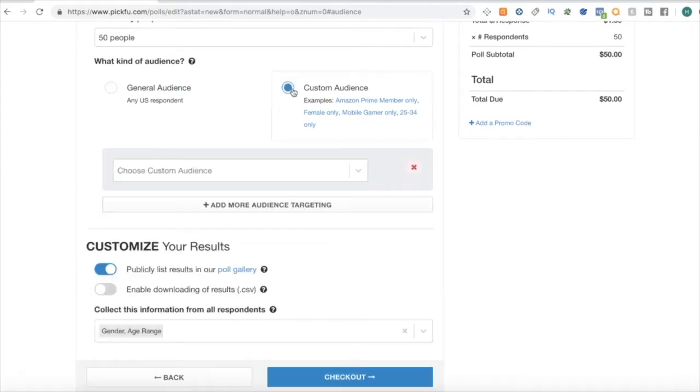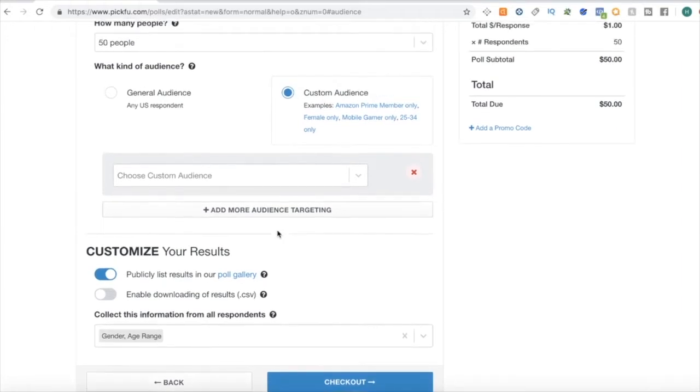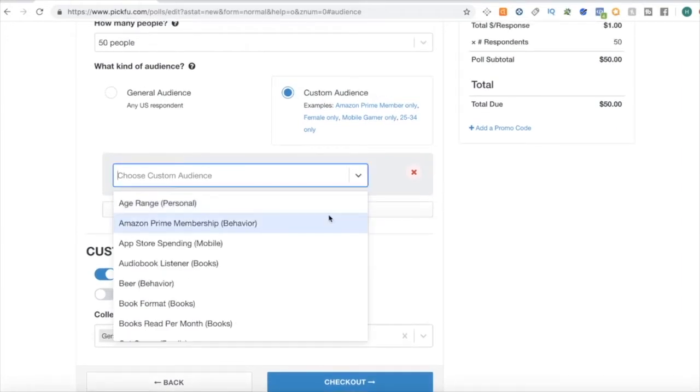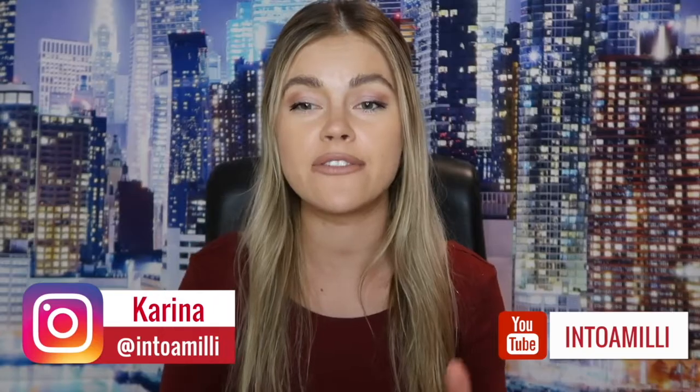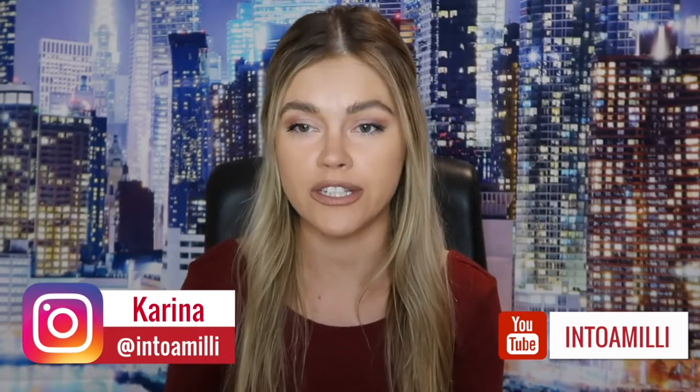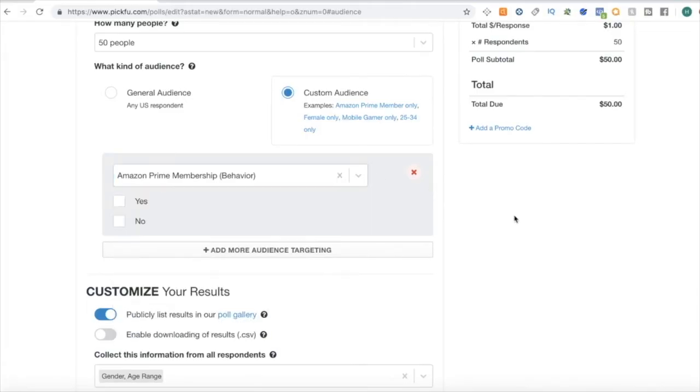So you can do a custom audience and pick things, right? For example, look, this one's really cool: Amazon Prime membership. You can literally pick people that are Amazon Prime members, and that even narrows down your search criteria, right? That is just so cool.